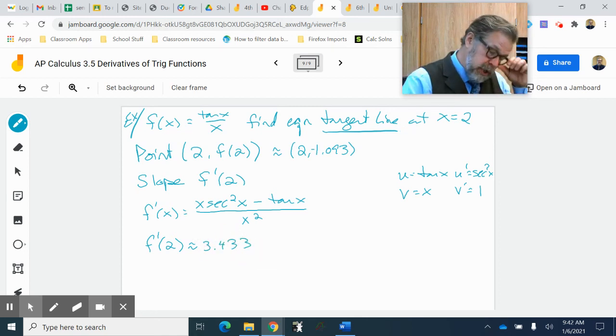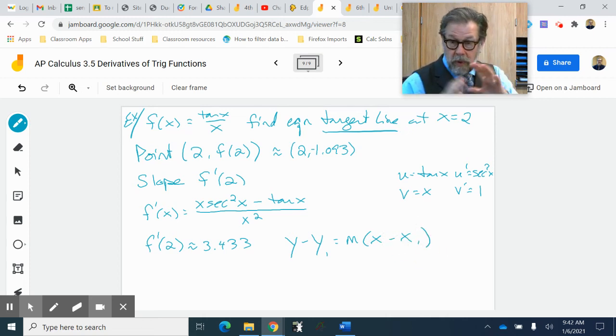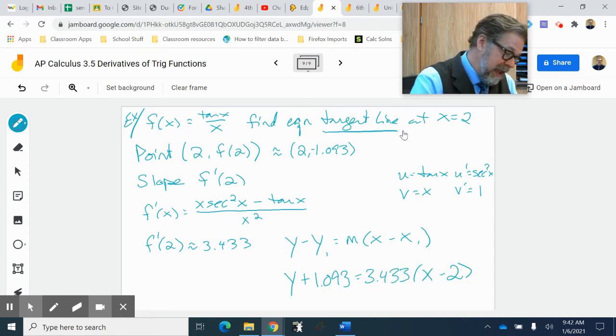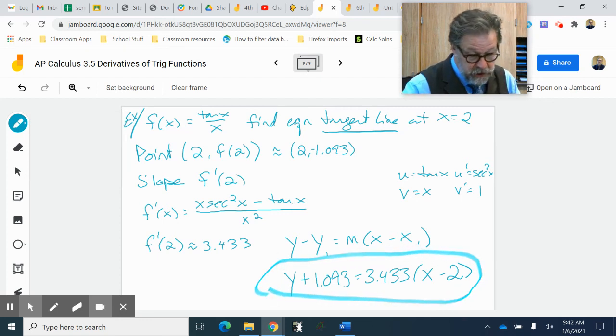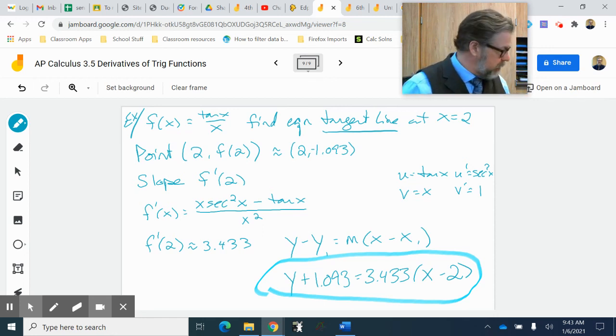So the equation of the tangent line, guys, for the sake of easiness, just go straight to point slope form. Don't worry about y equals mx plus b or the y-intercept form, because you can just write this as y plus 1.093 equals 3.433 times x minus 2, and you are done. No extra calculations required. I know we're generally used to y-intercept form, but this is so much easier.